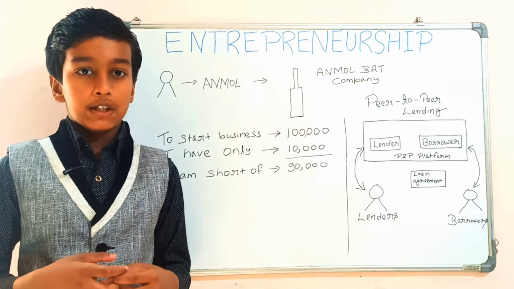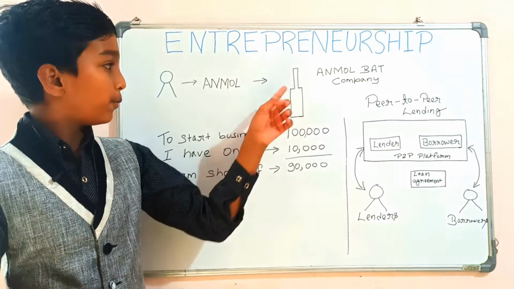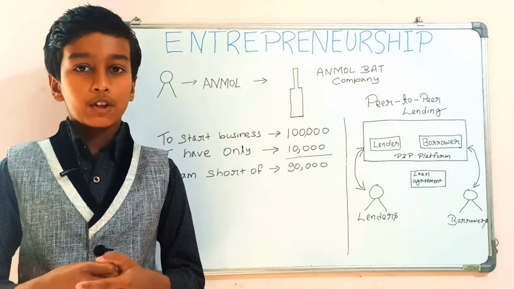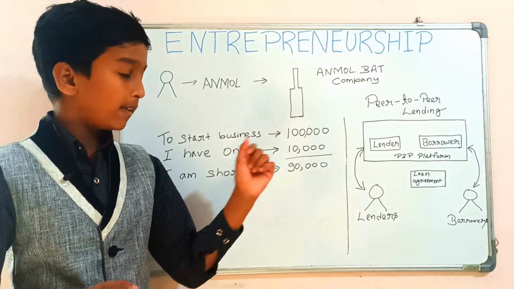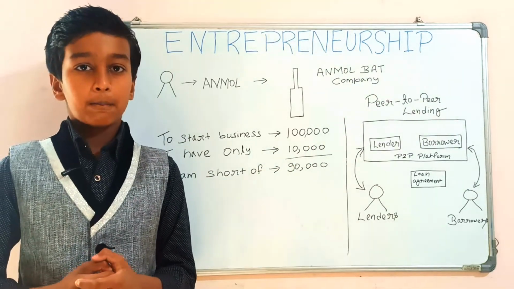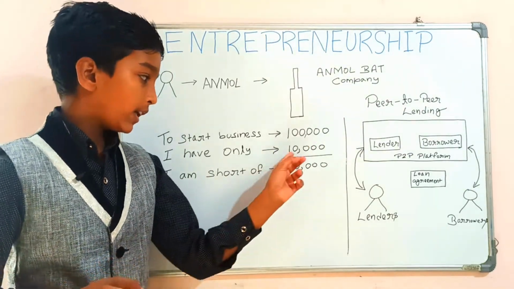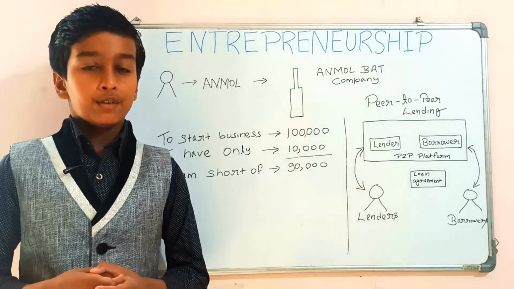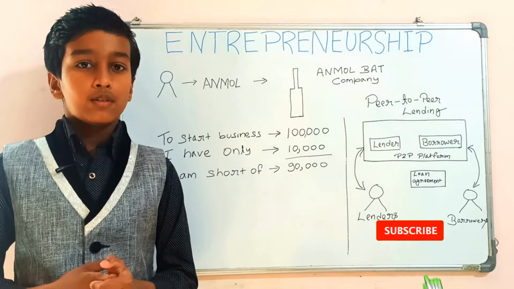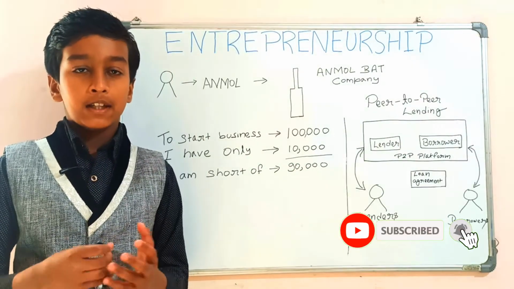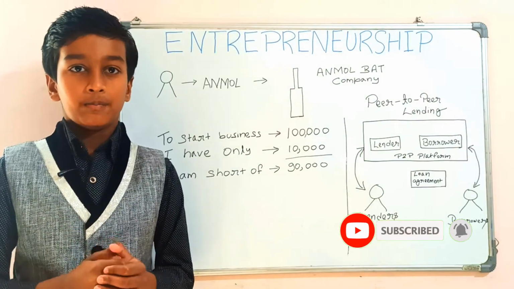In my equity video, I took the example of Anmol Bat Company. After doing some analysis, I figured out it will cost me 1 lakh rupees to start a business. But the problem is that I only have 10,000 rupees. So I am short of 90,000 rupees. So I need funding, and I will go to the bank for a loan.